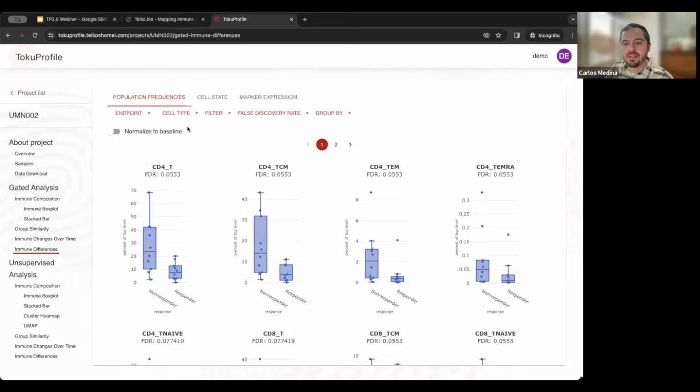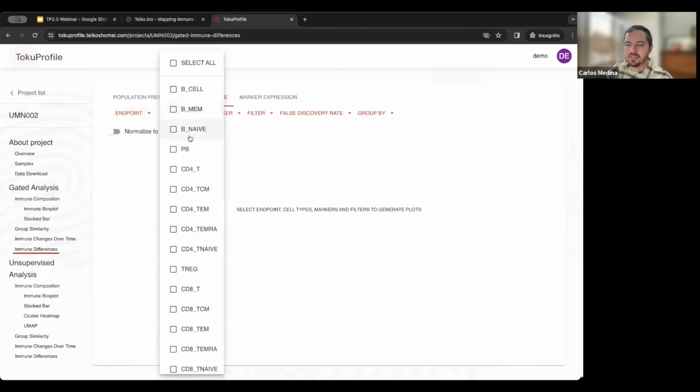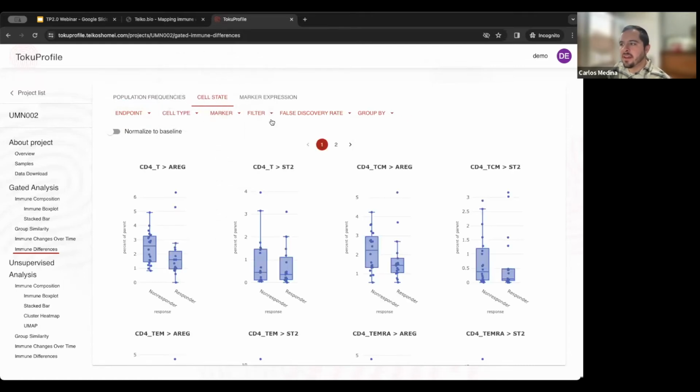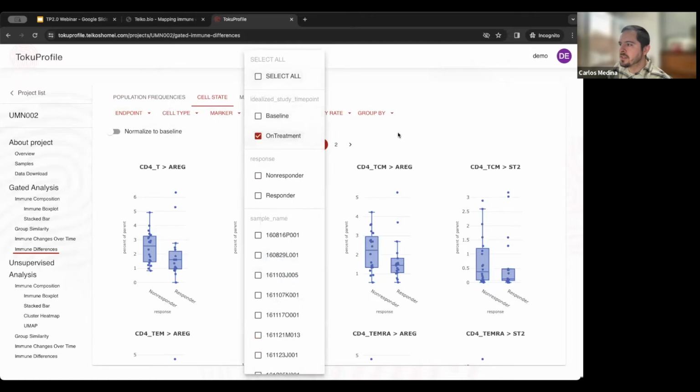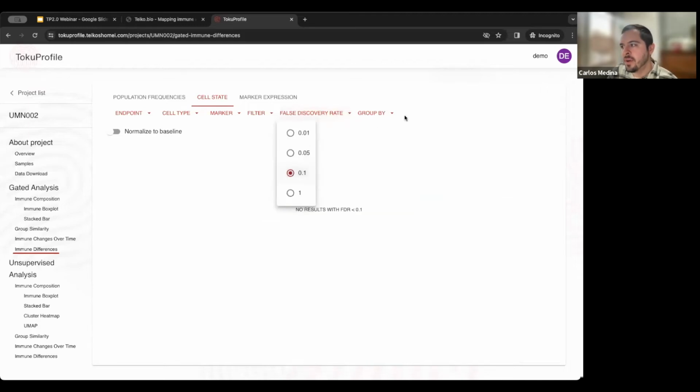Now let's look at expression of these markers like AREG and ST2 by going to cell state. So here in cell state, you can look at the frequency of cell types that are expressing certain markers of interest. Here I'll narrow it down to just those CD4 subsets, and let's narrow it down to just AREG and ST2. And then again, we're going to focus on the on-treatment time point. So here, what we're looking at is the frequency of AREG expressing CD4 T cells in non-responders compared to responders. And we'll set a false discovery rate of 0.1. And we see that there are no trending results here.